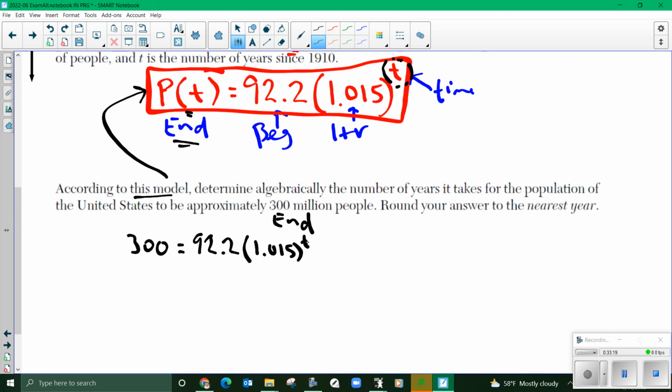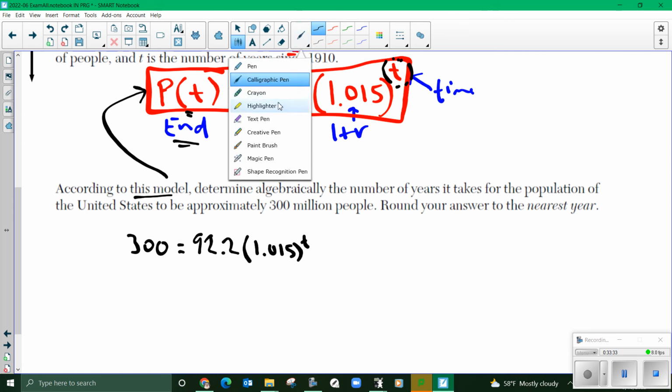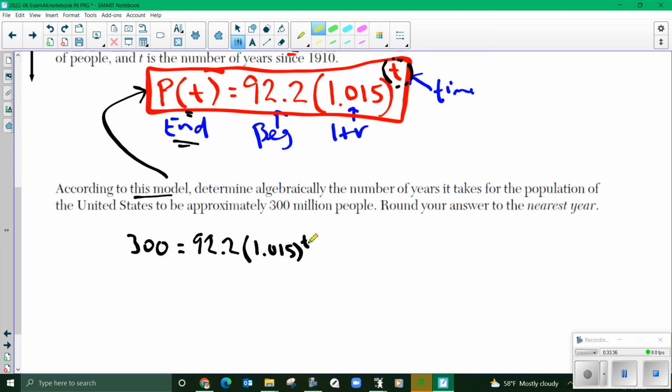All right, in order to bring an exponent down, we need to use log or natural log. I just always use natural log. You could use log, but I'm going to use natural log. Now, in order to do that, though, you just want to keep the base and the exponent alone. So I need to get rid of the 92.2 on the right-hand side. So I'm going to right away divide by 92.2. Divide 300 by 92.2.